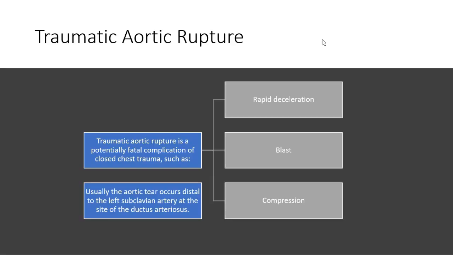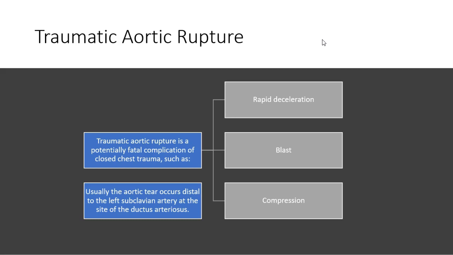All right, traumatic aortic rupture. It is a potentially fatal complication of a closed chest trauma. It can be rapid deceleration, blast, or a compression injury. Blast injuries from bombs can cause this. And for people that die in car accidents, a lot of it is from the rapid deceleration. So that'll cause the aorta to rupture. It can't handle that kind of force.